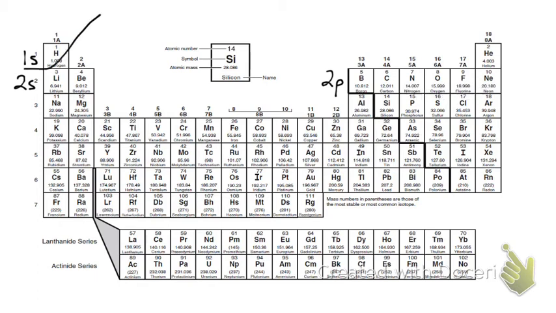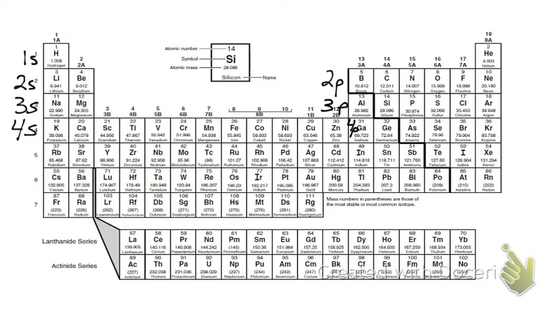Let's continue this trend. 3s, 3p. Pretty straightforward, right? There's a little bit of a caveat, so just hold up. We get 4s. And here we'll go 4p in gallium.